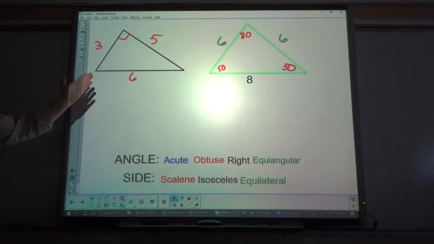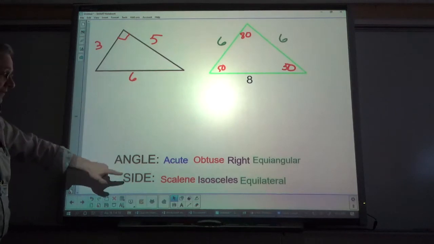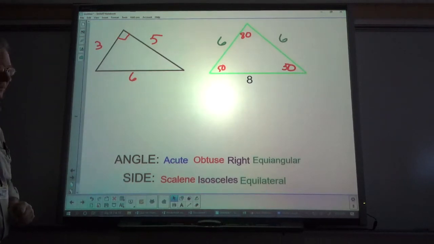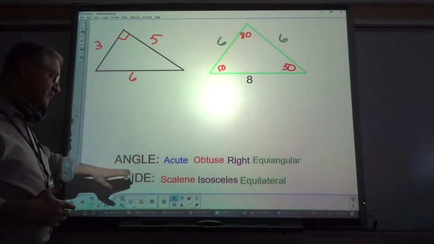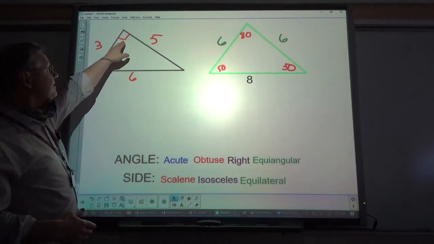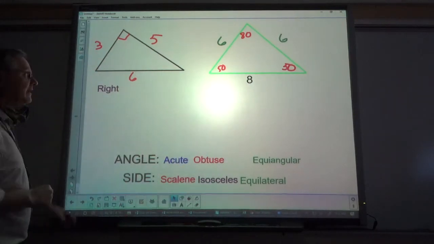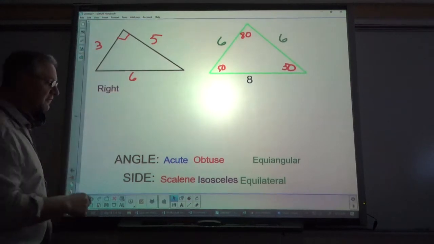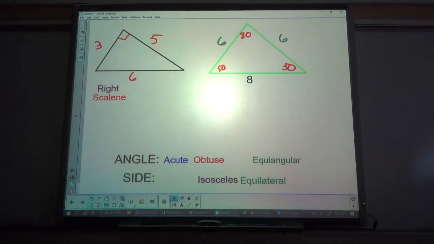So, if we look at these, we have to label them by angle and by side. Now they're going to have 2 labels, one from this group, one from this group. When I look at this, I see a right triangle, and all the sides are different, so that is a scalene. So we refer to that as a right scalene.